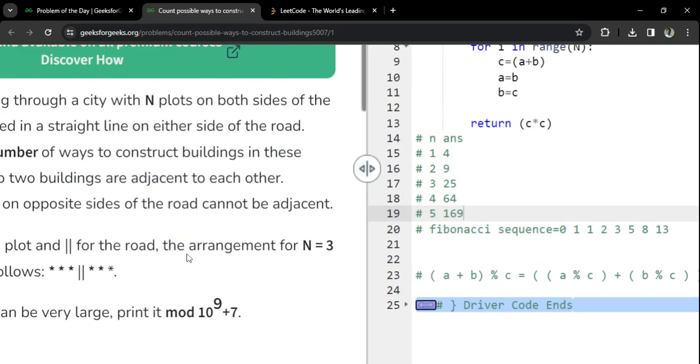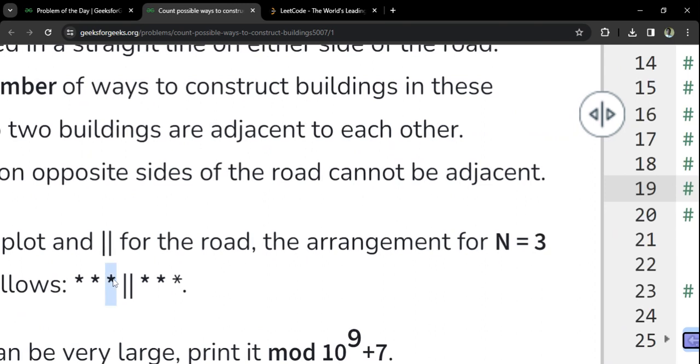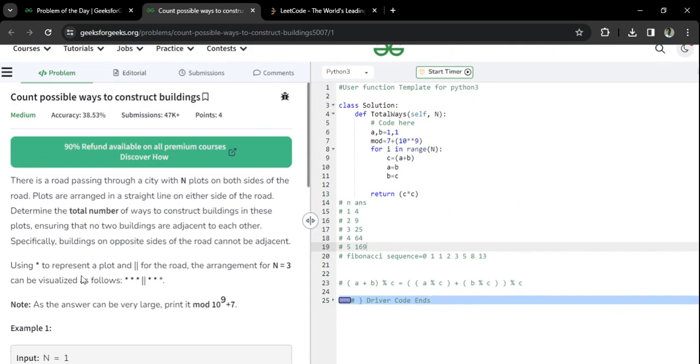The idea here is that this particular star and this particular star will not be counted as adjacent to each other, because they are on opposite sides of the road. You can think of it as this part being totally cut off from this part. In this part you have to ensure that no two buildings are adjacent to each other, and in this part too. There is no relation between the left part and the right part. As simple as that.